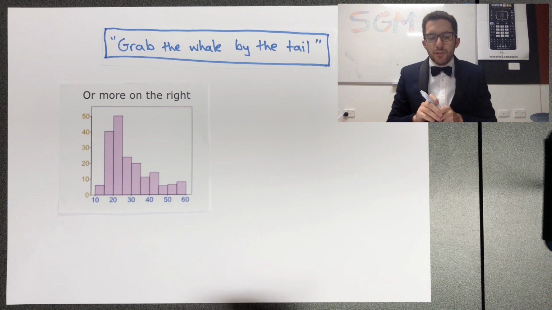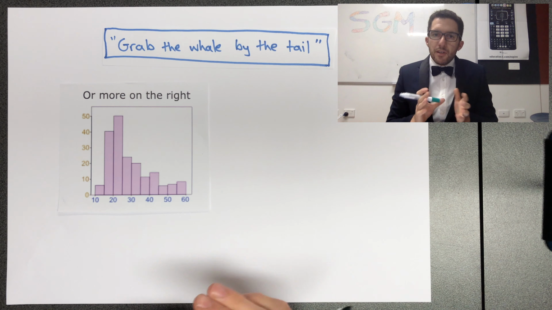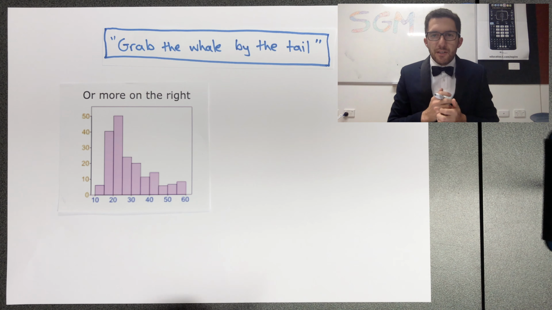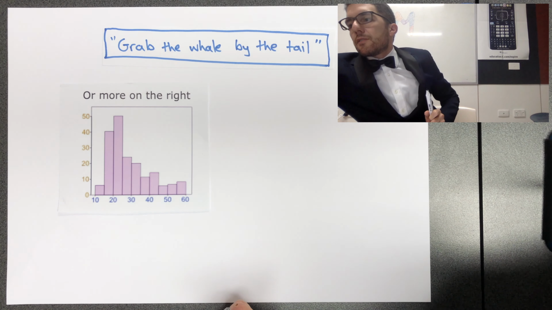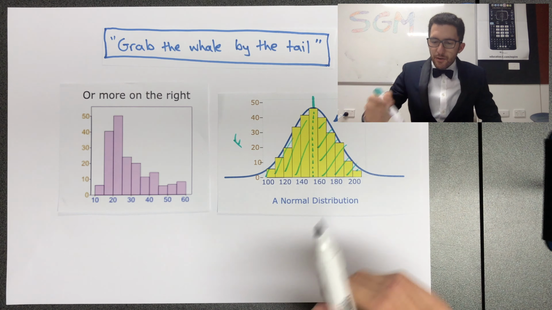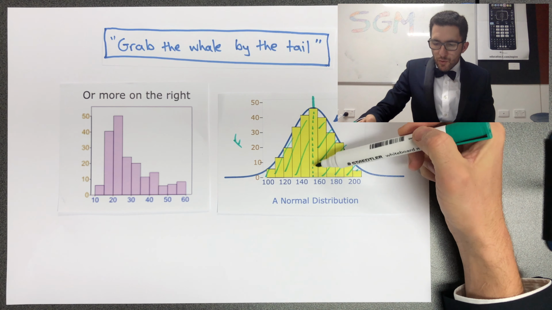Now the reason it's skewed to the right is because it's to do with how the mean has moved position from the median. If you remember back to our symmetrical data, we spoke about how our mean, median, and mode were all in the same spot.